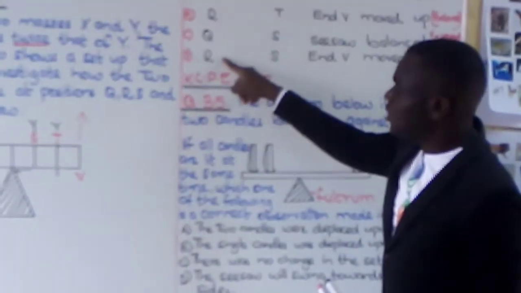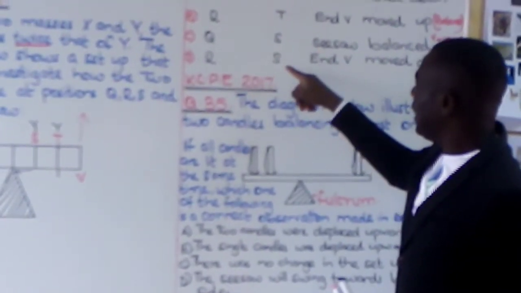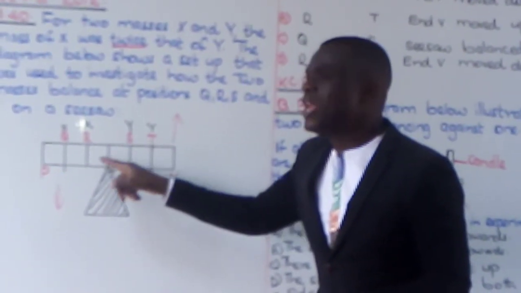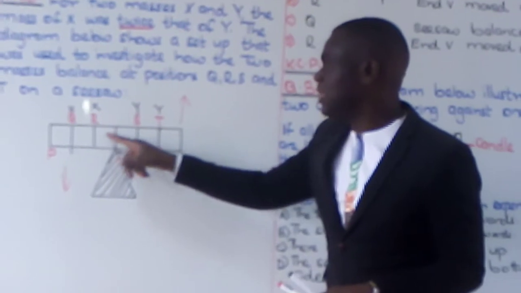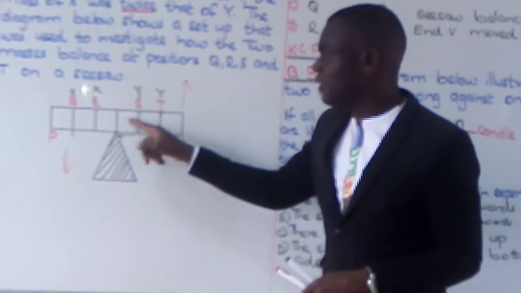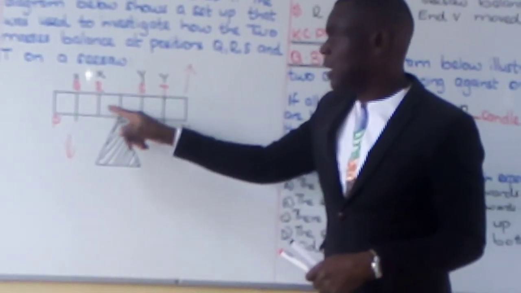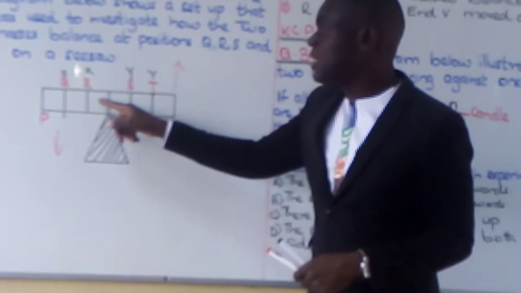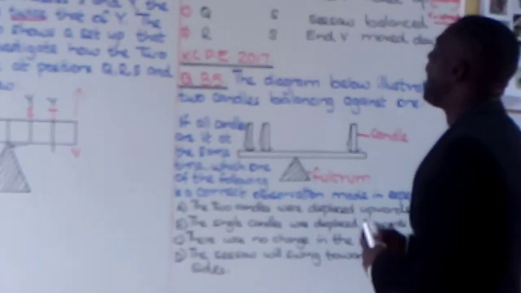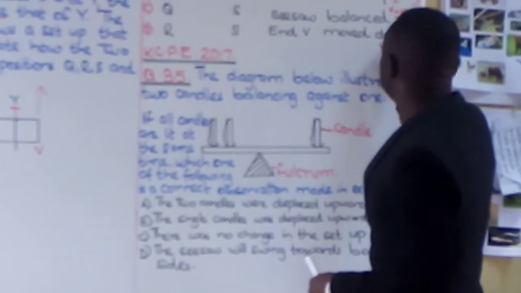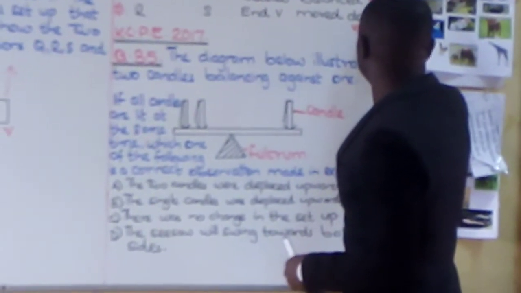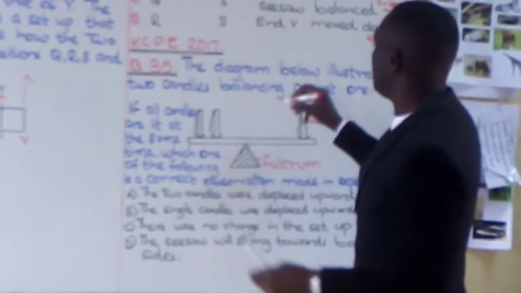X at position R and Y at S. They are at equidistance. Boys and girls, say equidistance from the pivot. That means they are placed at equal distances. That means the heavier object will still move down. So V will move upwards, not downwards. Upwards and not downwards. So this is wrong.